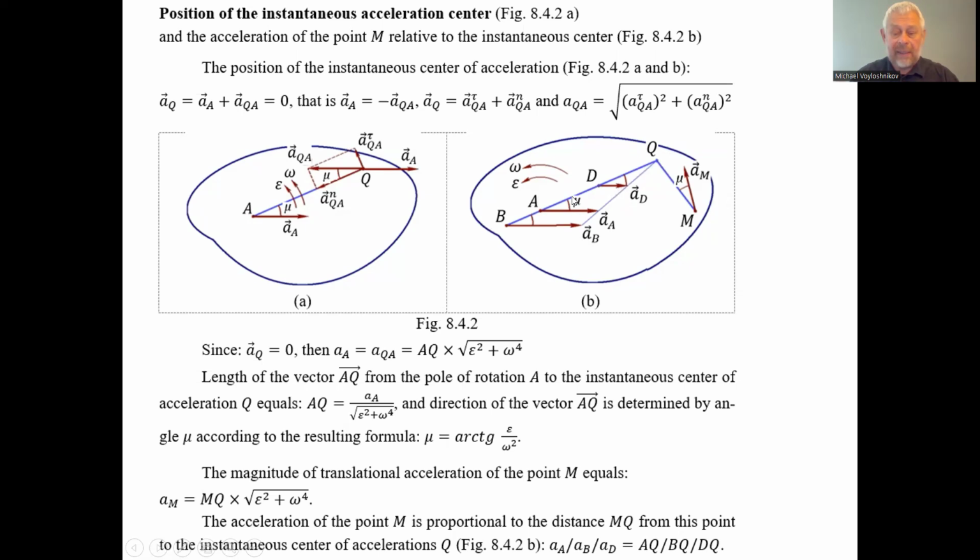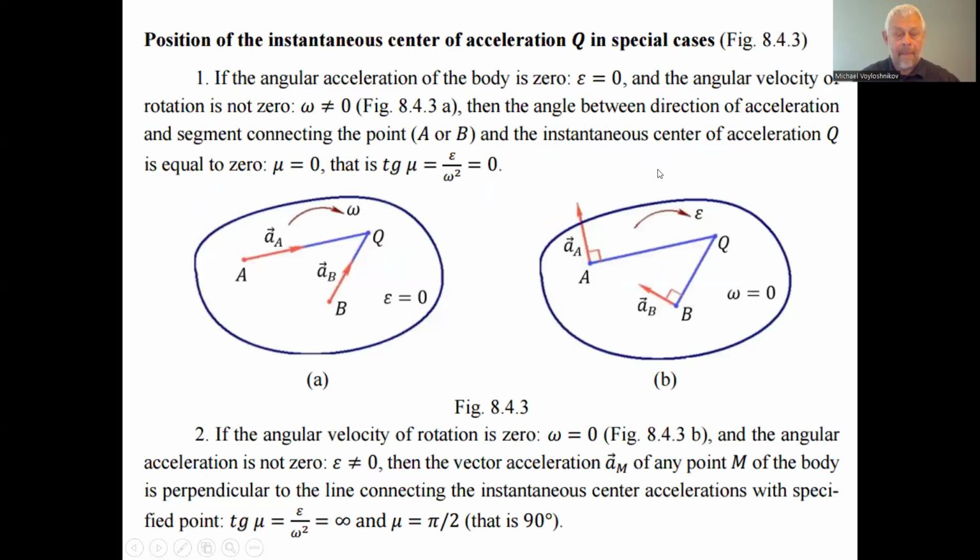So the angle mu between the direction of the translational acceleration and the direction to the instantaneous center of the accelerations remains the same for any points of the body, but the magnitude of the translational acceleration of each point of the body is in proportion to the distances to the instantaneous center of the accelerations.